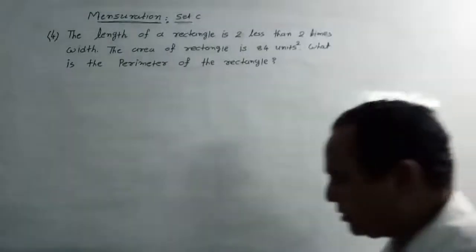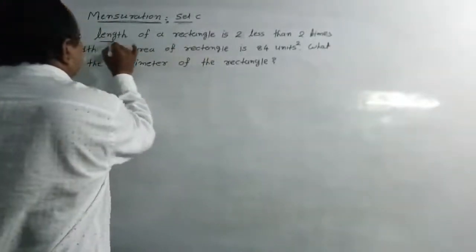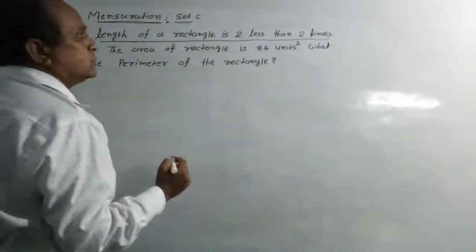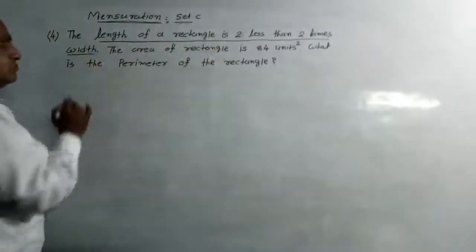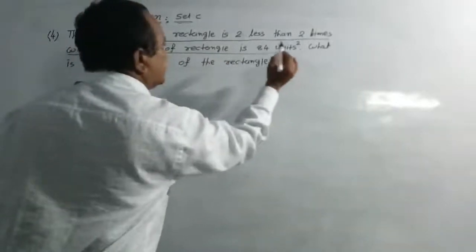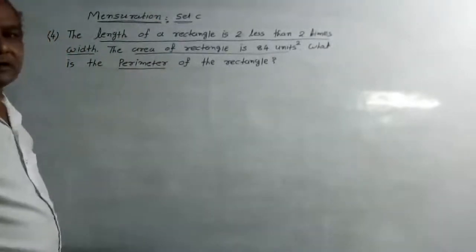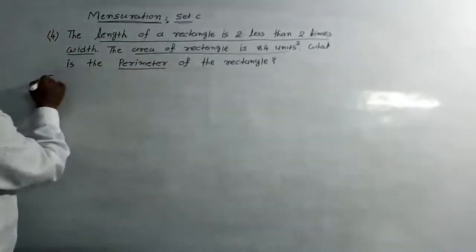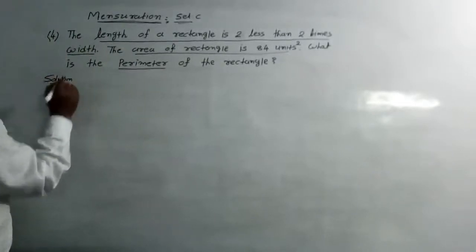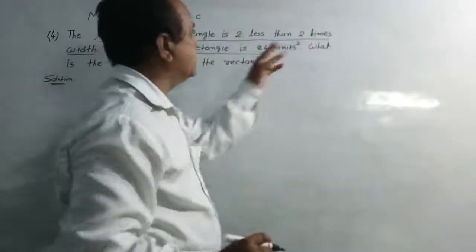Example number 4. The length of rectangle is 2 less than 2 times width. The area of rectangle is 84 units. Find the perimeter of rectangle. Length of a rectangle is 2 less than 2 times width.